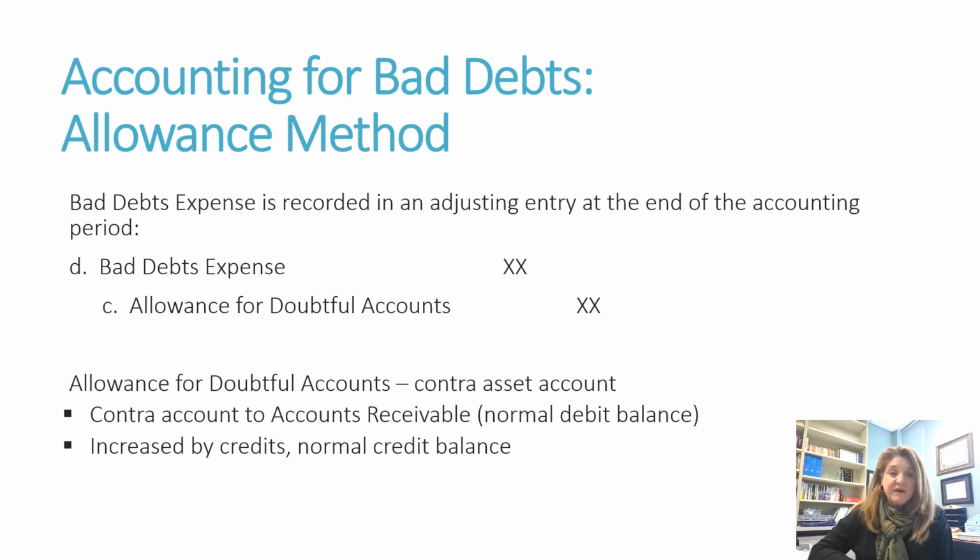Under the allowance method, bad debts expense is recorded at the end of the accounting period in an adjusting entry with a debit to bad debts expense and a credit to allowance for doubtful accounts. So allowance for doubtful accounts is a new account for us, and it is a contra asset account. It's a contra asset to accounts receivable. Accounts receivable has a normal debit balance. The contra account is going to have a normal credit balance. And when an account has a normal credit balance, it means it's increased by credits and decreased by debits.